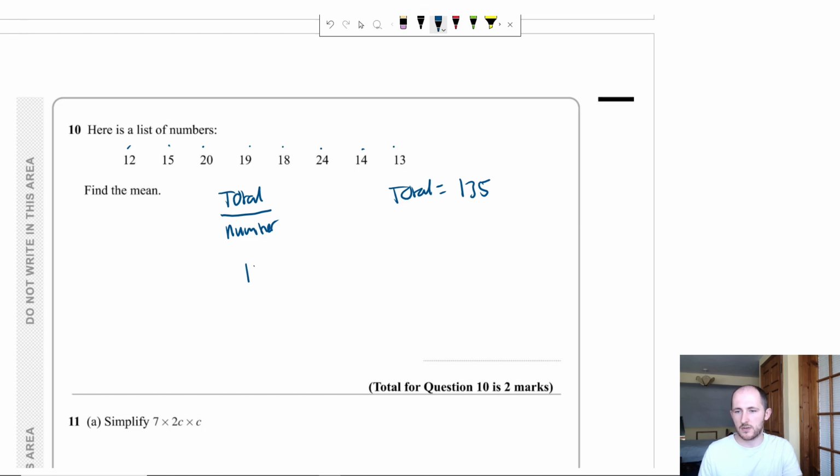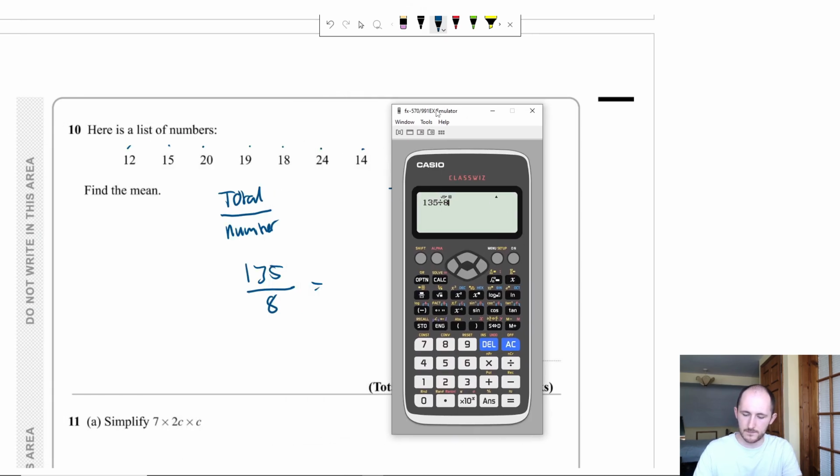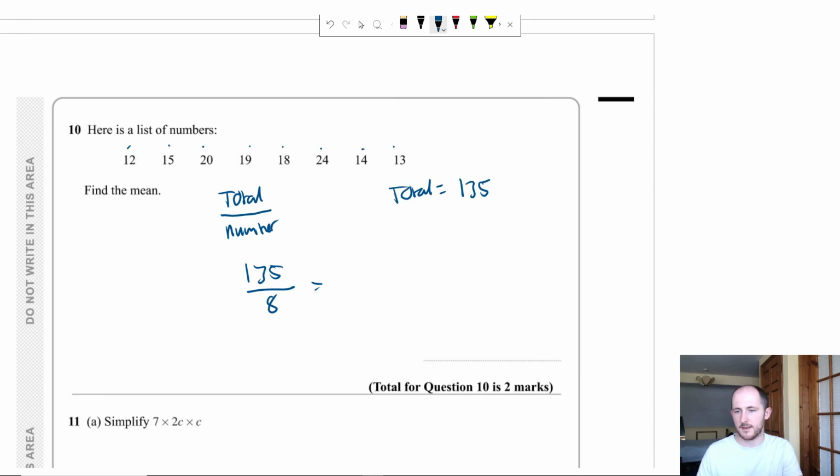So what we're going to do is do 135 over 8. And we'll round it to 3 significant figures, so 16.9. Okay, so just remember that this mean is just the total of all of the values divided by how many values you have.